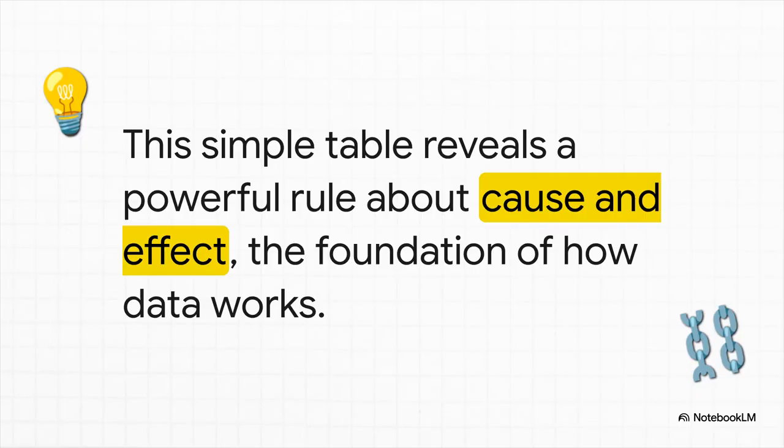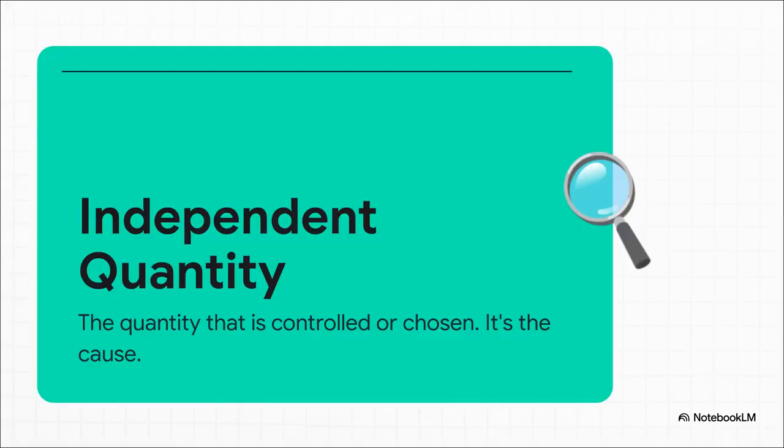And this is where the magic happens. Because this simple table, this structure of one column affecting the other, it's not just a neat party trick. It's hiding a huge mathematical rule about how the world works. It's all about cause and effect. Okay, so first up, we have what's called the independent quantity. The easiest way to think about this is that it's the input. It's the action, the thing you control, or the thing that just happens on its own.